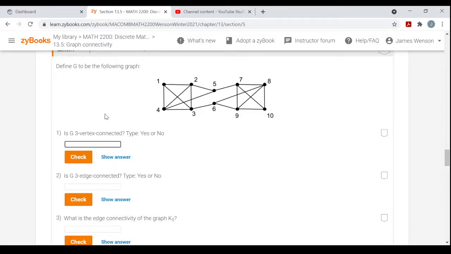So is the graph 3 vertex connected? No. Because I can find a pair of vertices that once I remove them, the graph is disconnected. All right, so the answer is no for this first one.